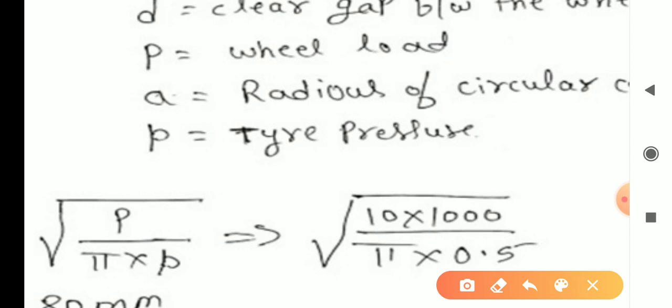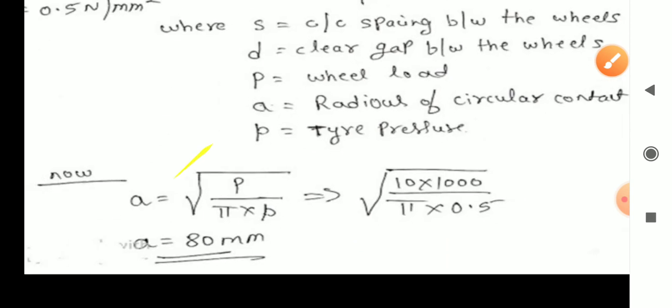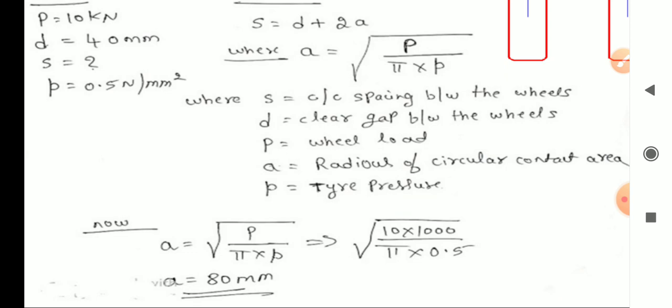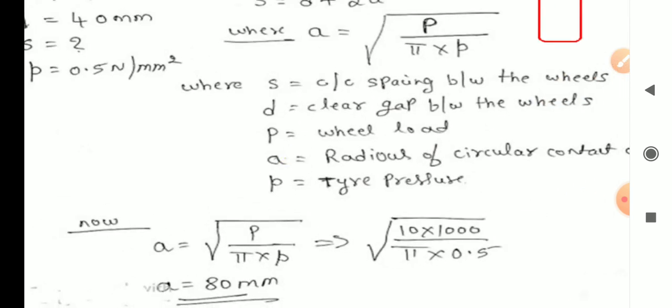So 10 into 10,000 is in the numerator, and pi into 0.5 Newton per mm square is in the denominator. After removing the square root, see here, 10,000 is taken because we are converting kilonewton to Newton, since in the numerator 0.5 Newton per mm square is given. So A is equal to how much? 80 mm. Here unit conversion is very important. A is equal to 80 mm.